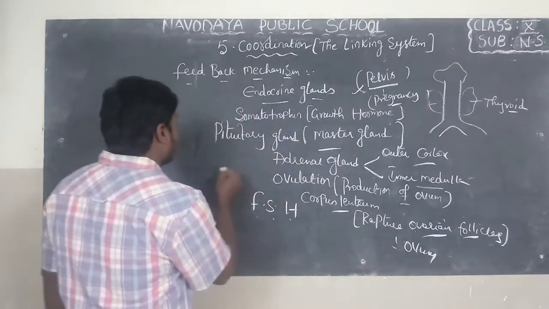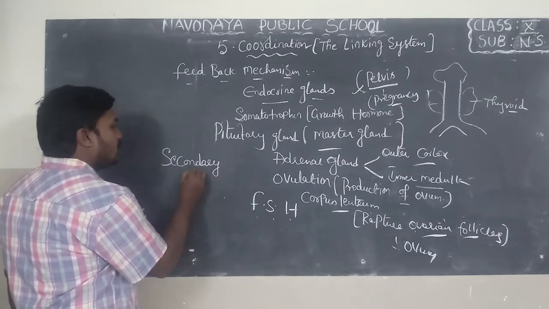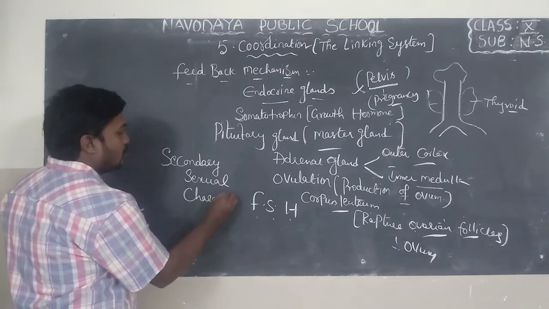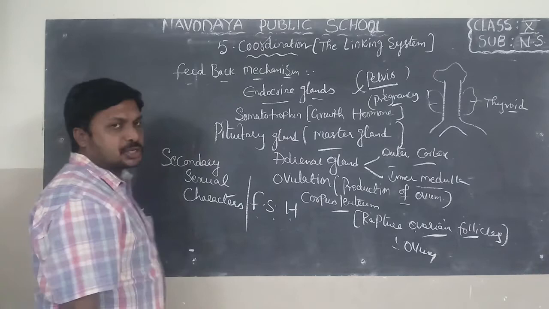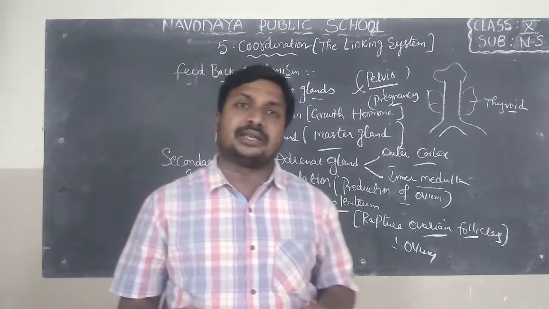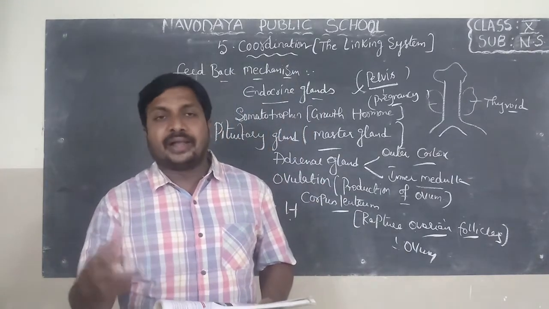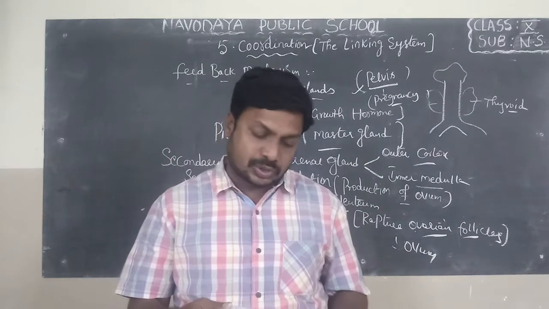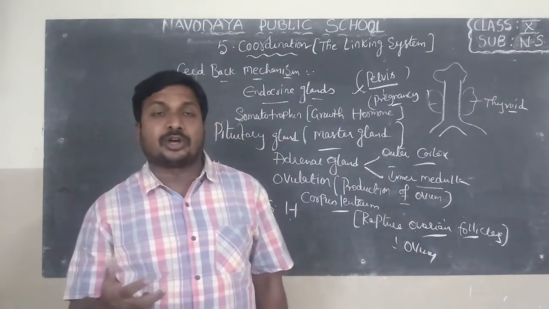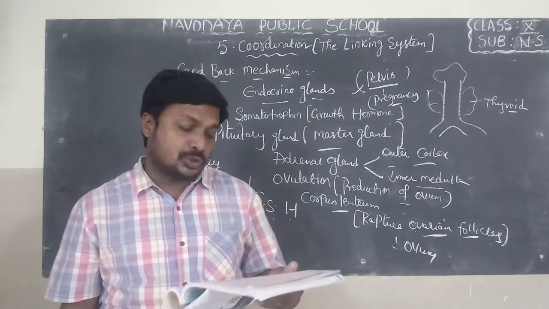All these characters in males are known as secondary sexual characters. The hormone which is responsible for secondary sexual characters in males is testosterone. In females it is with the help of estrogen. And also development of male sex organs. Male sex organs, here the testis, will be developed with the help of a hormone known as testosterone.